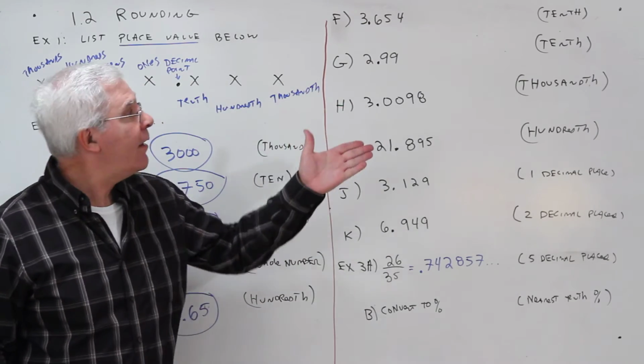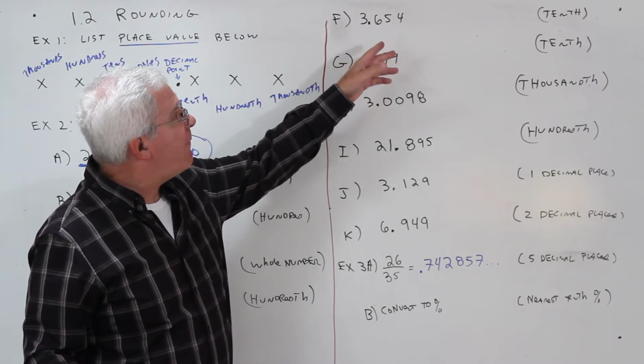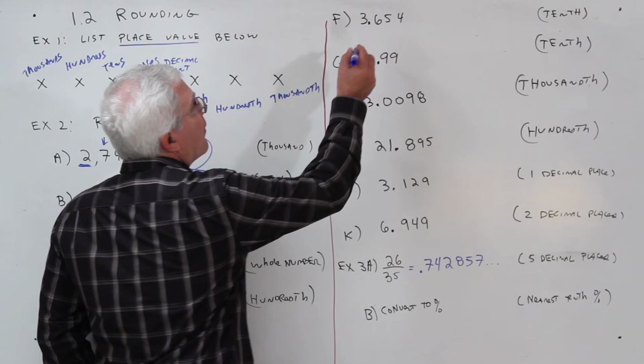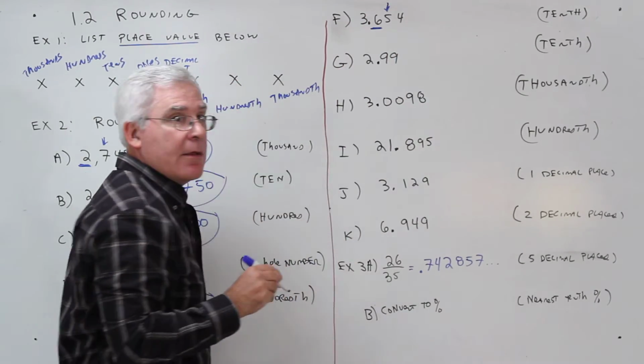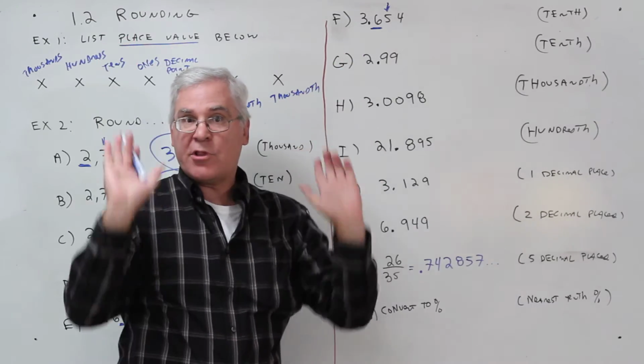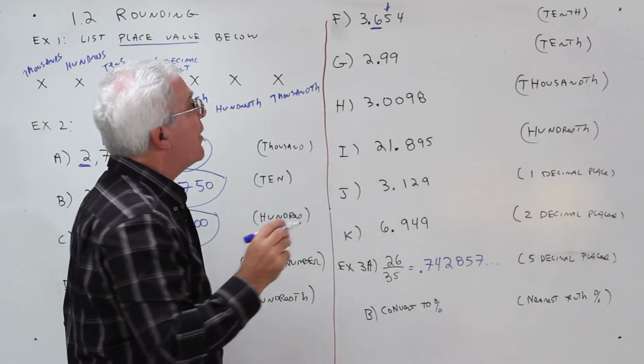Okay, over on this side, 3.654 to the nearest tenth. So you're the tenth. You're to the immediate right. 5 or greater, push that underline up 1 to 3.7.